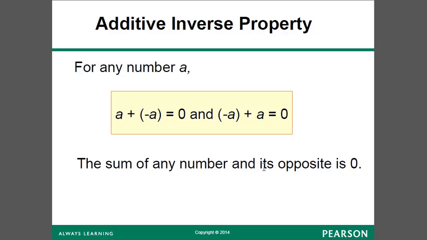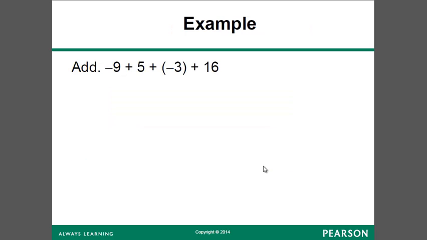Let's look at some more examples where we're going to be adding several things together. Here's one. I want to take -9 plus 5 plus -3 plus 16. Okay, a lot of different things in there. Remember, addition is commutative. So let's first gather our negatives together and gather our positives together.